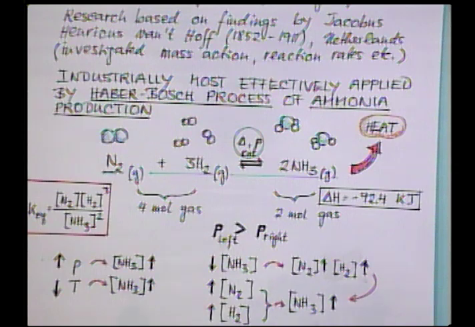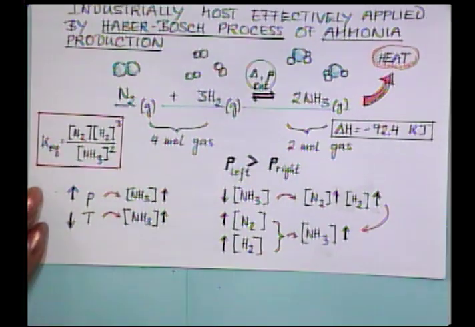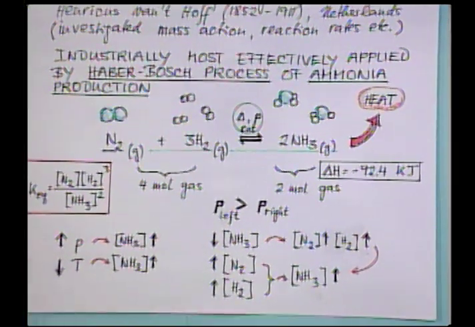You can add products. You can take away the product. That would shift the equilibrium to the right, the position of the equilibrium to the right. You can add heat or remove heat, or pressure, or change the concentration. So you can play with this equilibrium and even utilize it to produce commercially more product.